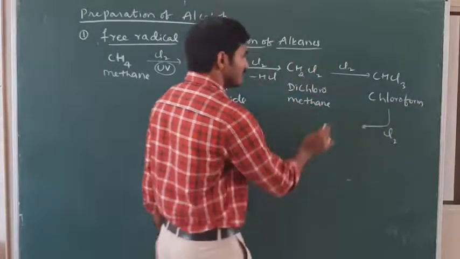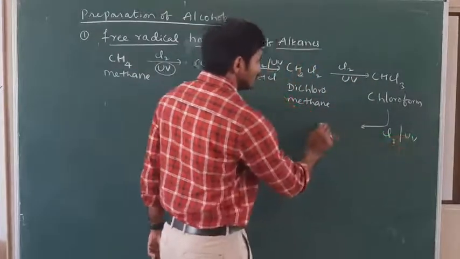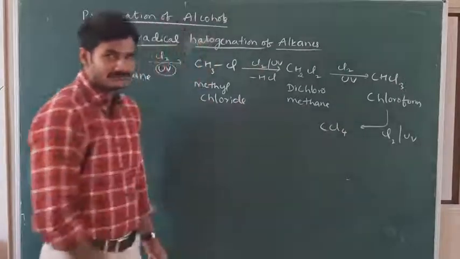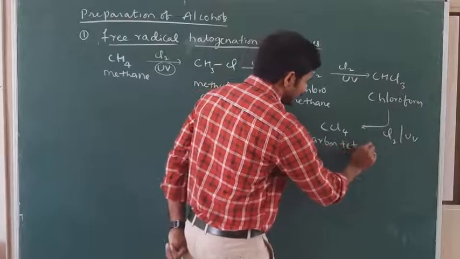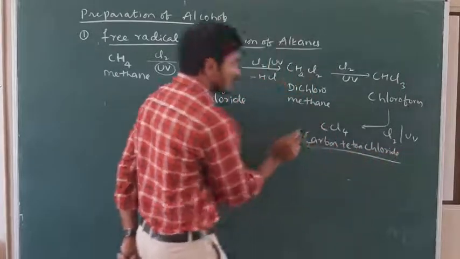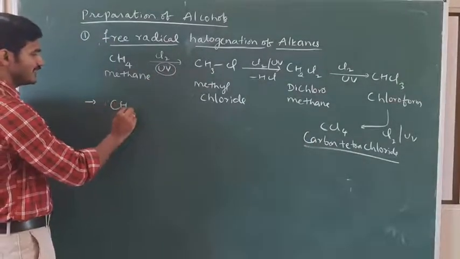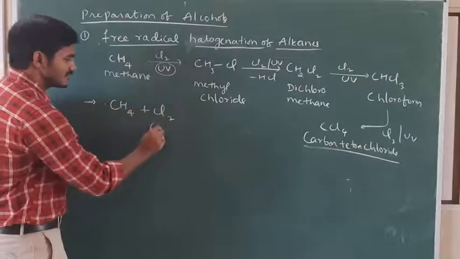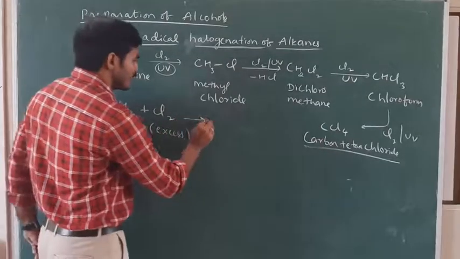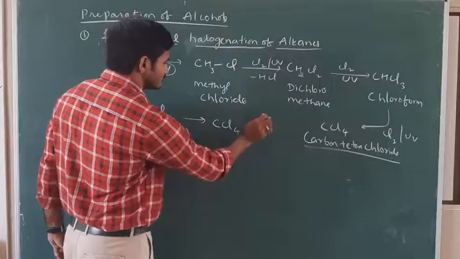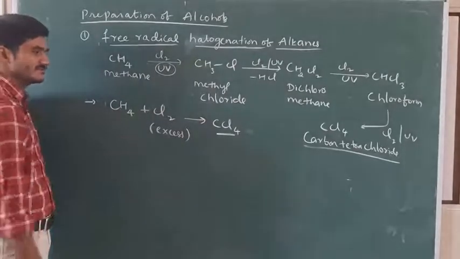Again another chlorine, same condition, in the presence of UV light. So we get CCl4, carbon tetrachloride. This is the final product. From these reactions, I can write one point here. When methane reacts with excess chlorine, the product is CCl4, plus HCl will be formed. 4 molecules of HCl are formed.